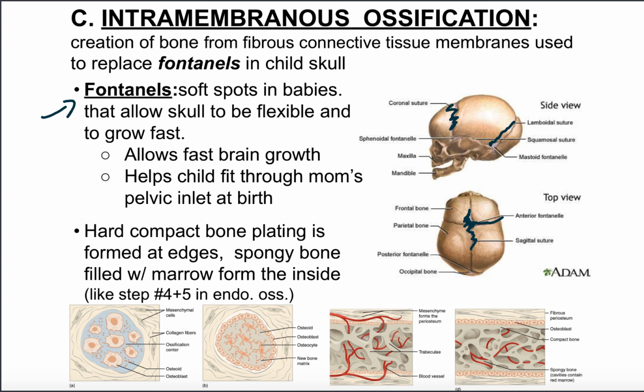That's a soft spot. All right? And the reason why they're there in the first place is, remember, bone is difficult to grow quickly. Cartilage and soft tissues are easy to grow really quickly, and then you can paper over them or convert them into bone. And that's what these fontanelles do.